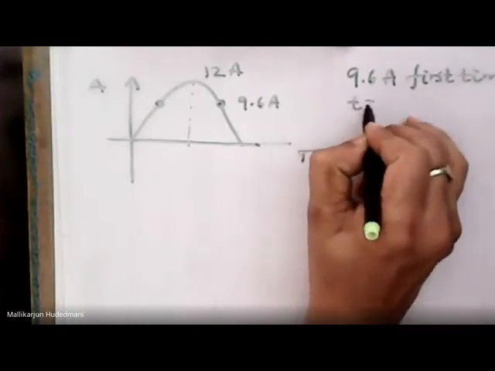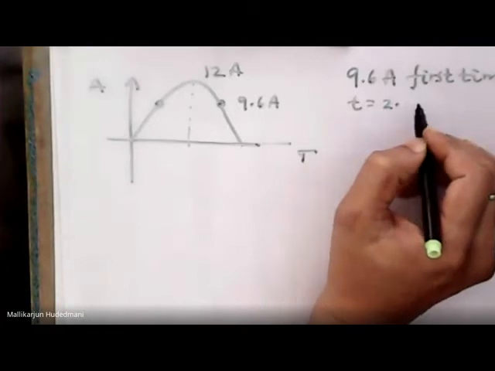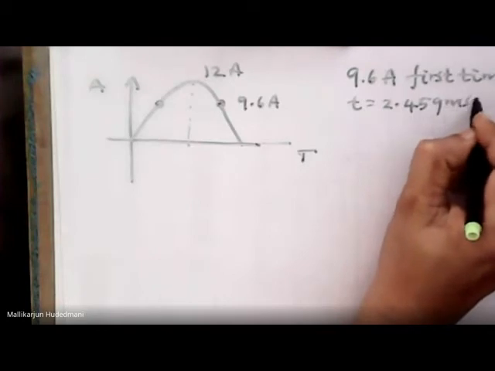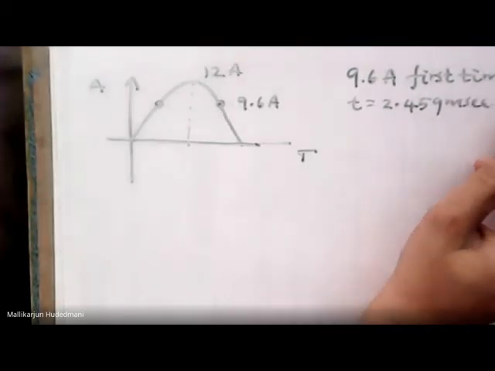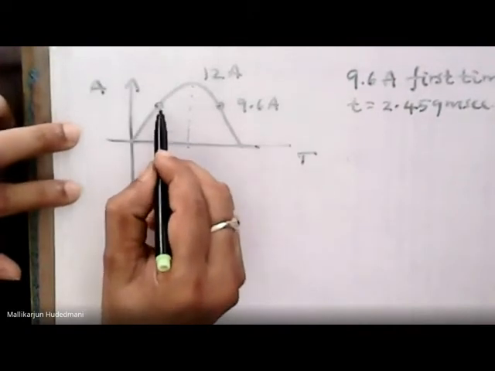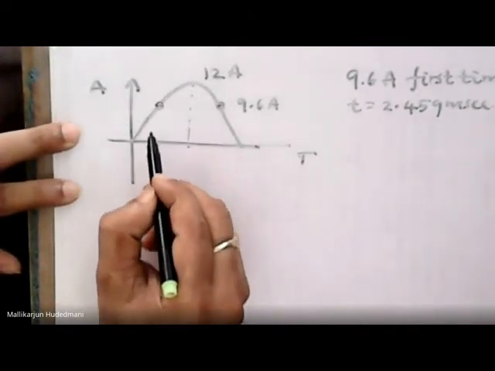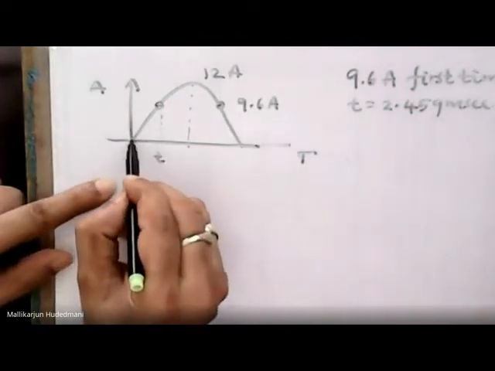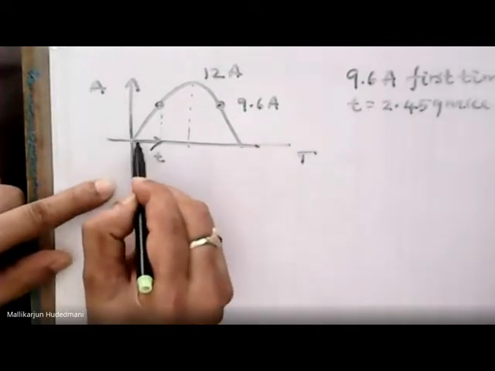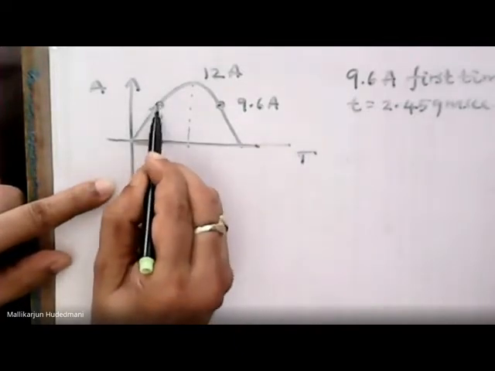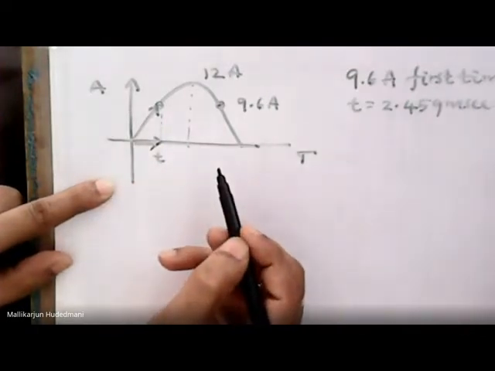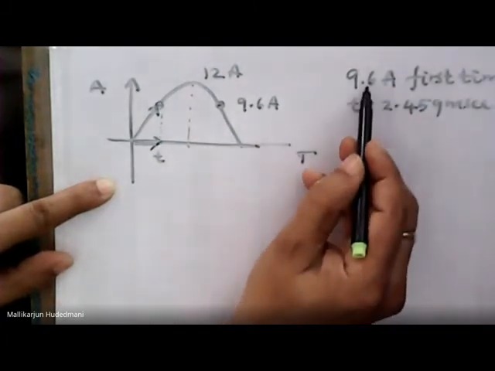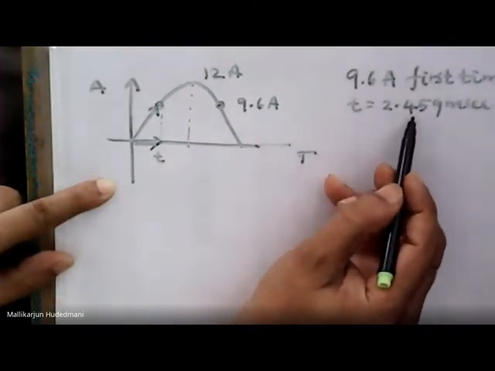So 9.6 ampere the first time means t equal to 2.459 millisecond. It means when I wanted to calculate when the wave represents 9.6 ampere for the first time, this was the time I got, t. So this is the time from 0 to this time. When I elapse this time, at that time the value represented 9.6 ampere. Hope this was clear. I got it directly in the equation. I equated it to 9.6 and obtained the value of time. That was easier for me.